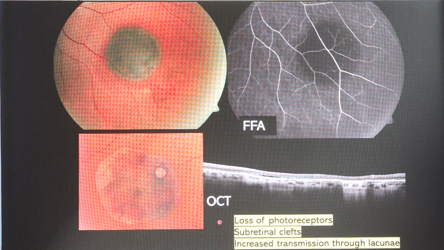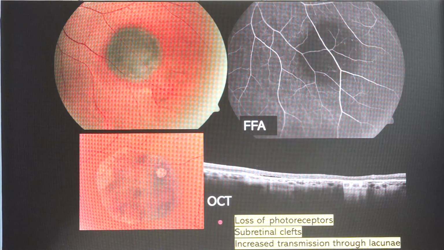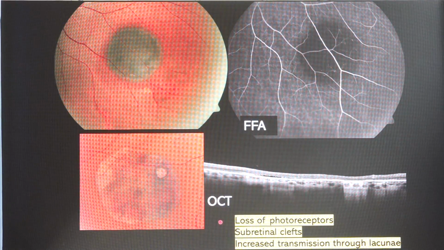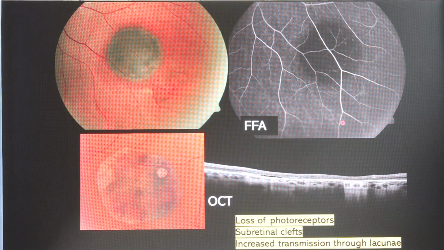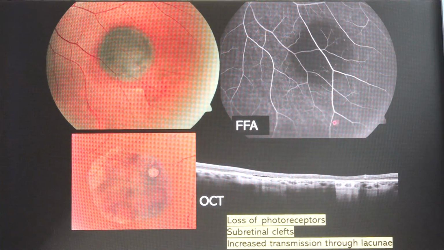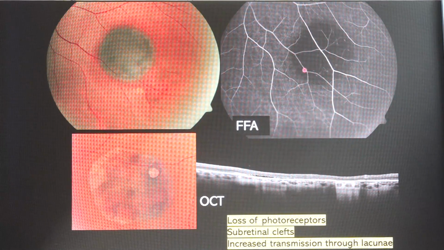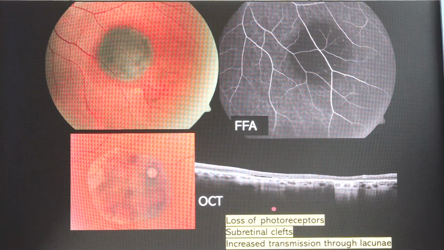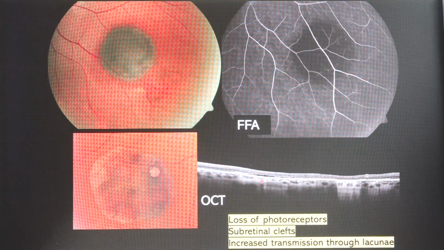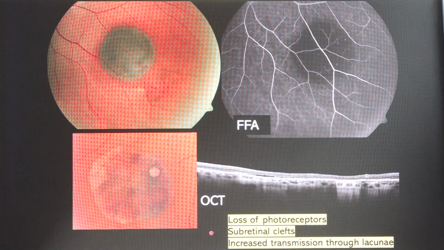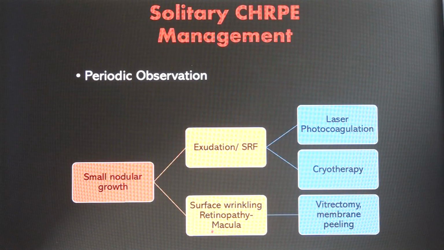So how do we differentiate? If you look at the ancillary testing commonly done, fundus fluorescein angiography will show blocked fluorescence and retinal vessels crossing above it. This will help you differentiate it from the choroidal pathologies, which will show their own vascularity as well. OCT will show loss of photoreceptors, the subretinal clefts, and increased transmission through the lacunae, which will help you label these lesions. So what will you do after labeling these lesions?